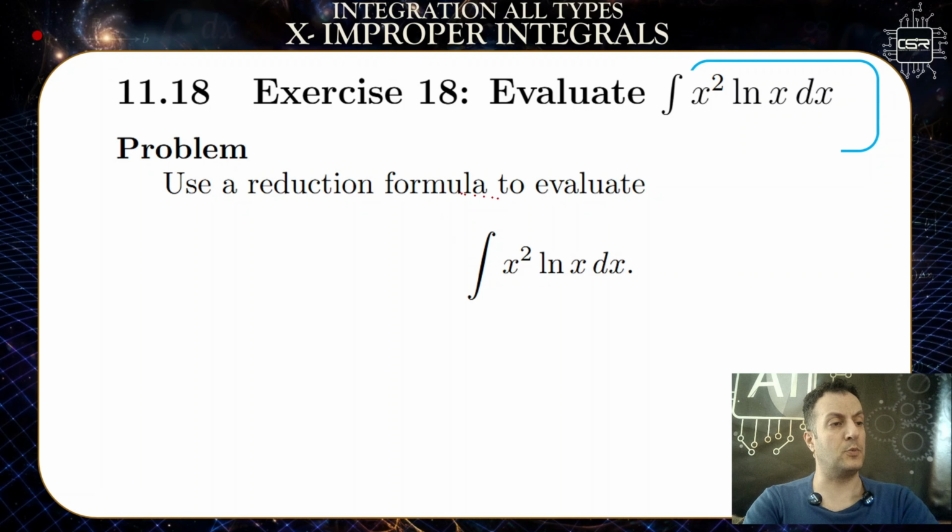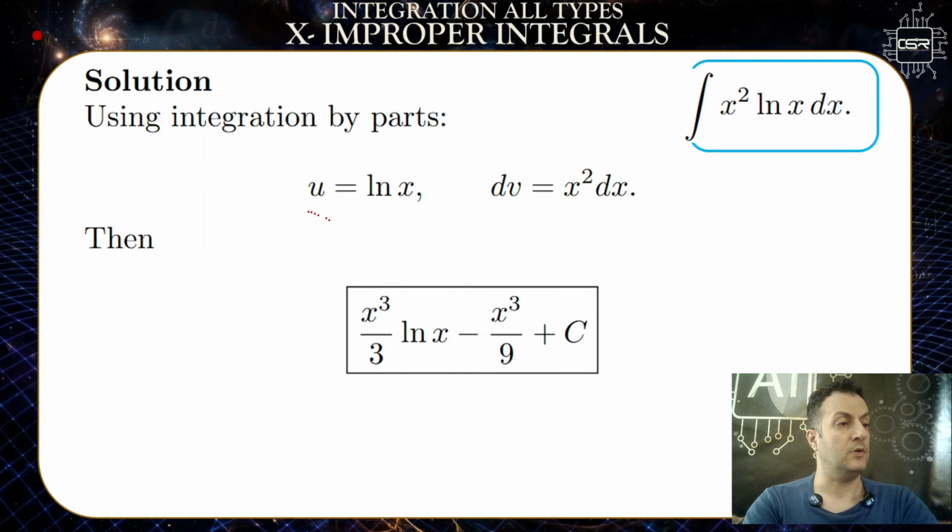Use a reduction formula to evaluate the integral of x^2 ln x. So u equals ln x, dv equals x^2 dx, du equals 1 over x, v equals x^3 divided by 3. So uv minus the integral of v du: x^3 over 3 ln x minus x^3 over 9 plus c.